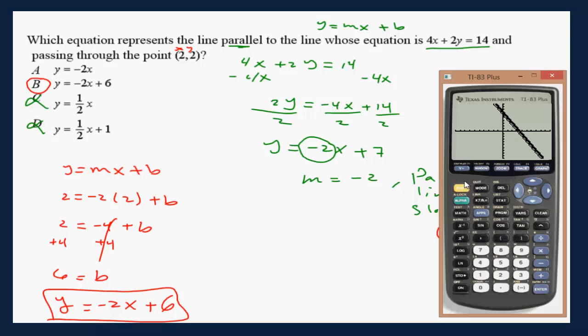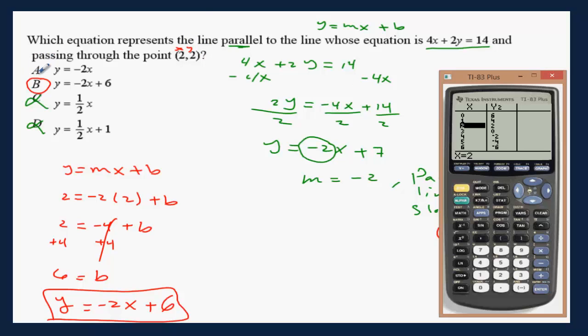In this case, the original one is y1, and we don't need it anymore. We need to find the point (2, 2). X is 2, y is 2. You press second graph to go to the table, and you go down to 2. Look at the 2 here. When x is 2, y is 2. And that's the same thing. When x is 2, y is 2.